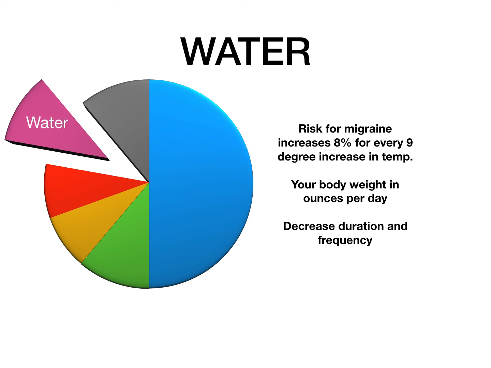So a good rule of thumb is to drink your body weight in ounces per day. Some people say half an ounce per pound of body weight. I say your body weight in ounces per day. What I tell the fellows is if you were to pee in the snow, you shouldn't be able to see your pee at all in the snow. You're that hydrated. So when you're hydrated, you're going to decrease the duration and frequency of your headaches and migraines.